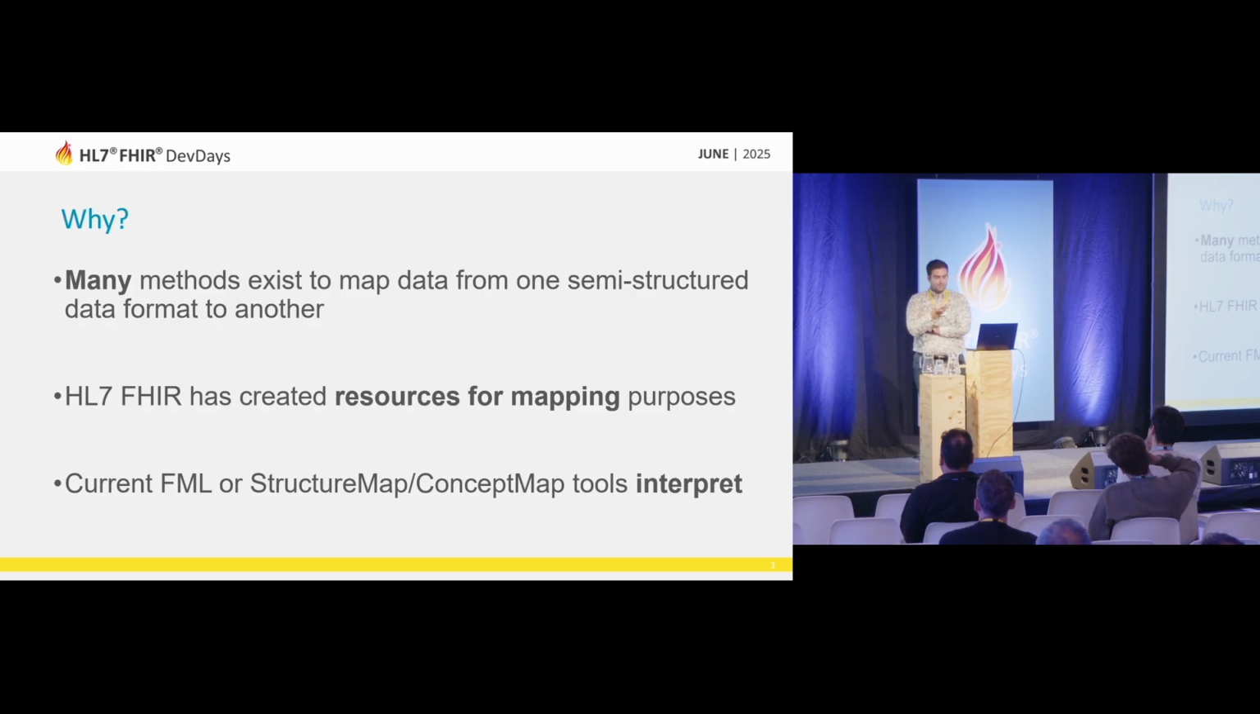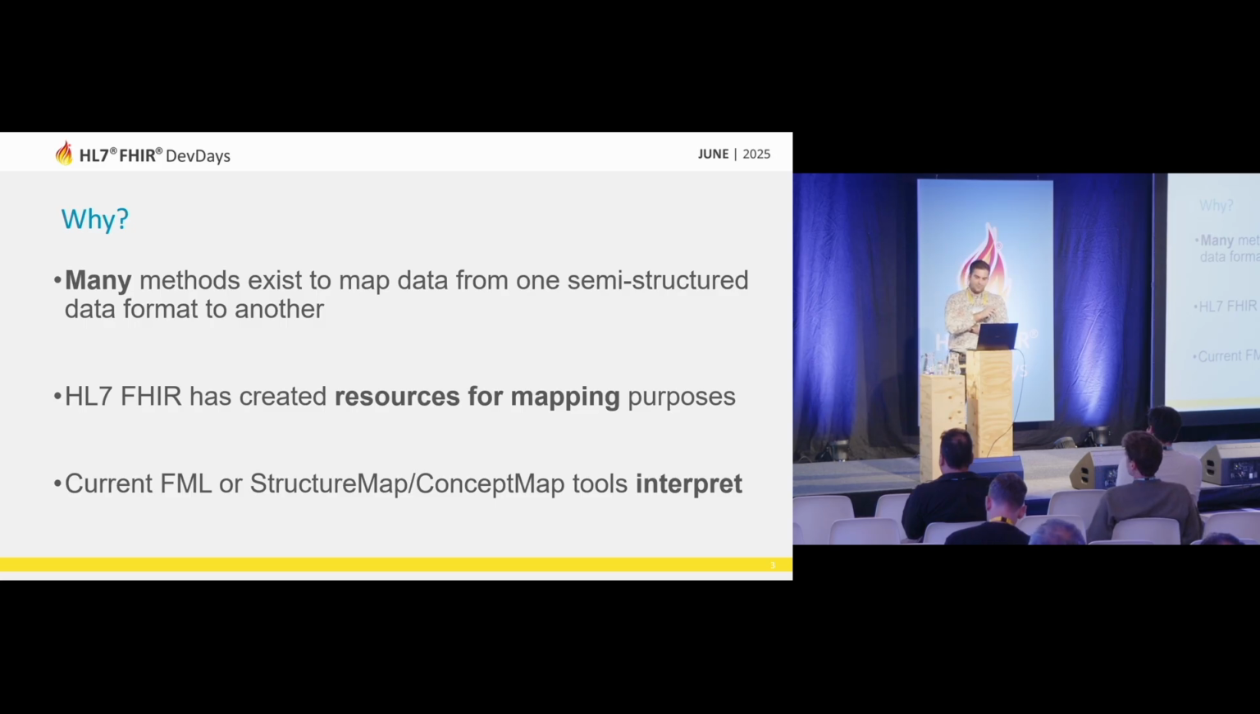Besides that, HL7 FHIR saw the problem multiple years ago, and they made resources for mapping purposes. Has anyone ever heard about StructureMap, ConceptMap, or FHIR Mapping Language? Good. Half of the people did not. So these are resources like StructureMap for the transformation of one structure definition to another structure definition. You can transform the elements, state the rules there, do groups, and it's really fully thought through. There are some things we still have to fix, and for the R6 release, this will be normative.